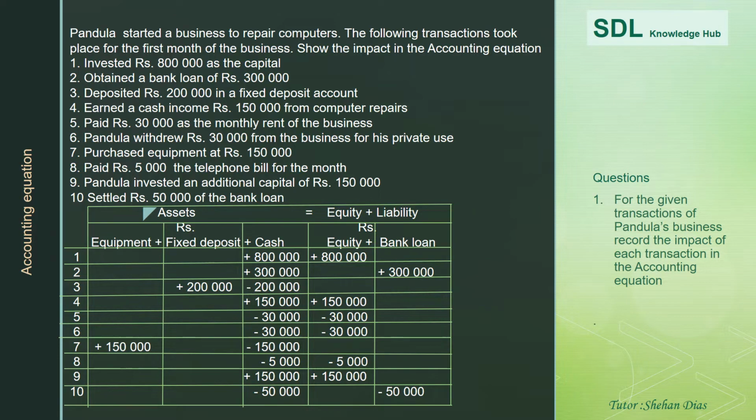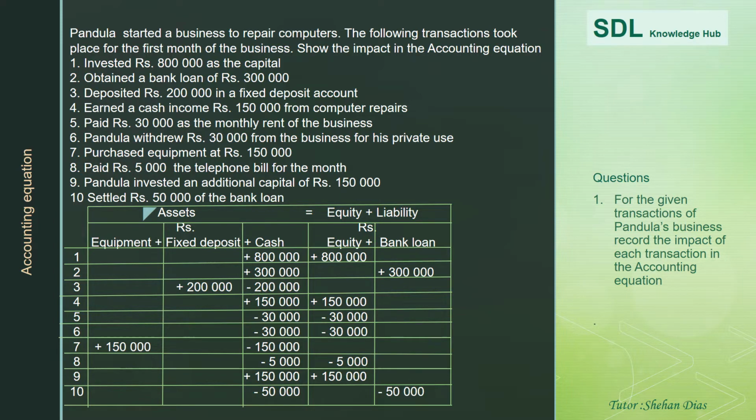Deposited 200,000 in the fixed deposit account, which will reduce cash by 200,000 and another asset, fixed deposit, will increase by 200,000. Earn a cash income of 150,000 from computer repairs. So cash will increase by 150,000 and income, which is under equity, will increase by 150,000. Paid 30,000 as monthly rent for the business, which means cash will reduce by 30,000 and equity will also reduce as this is an expense. So equity reduced by 30,000.